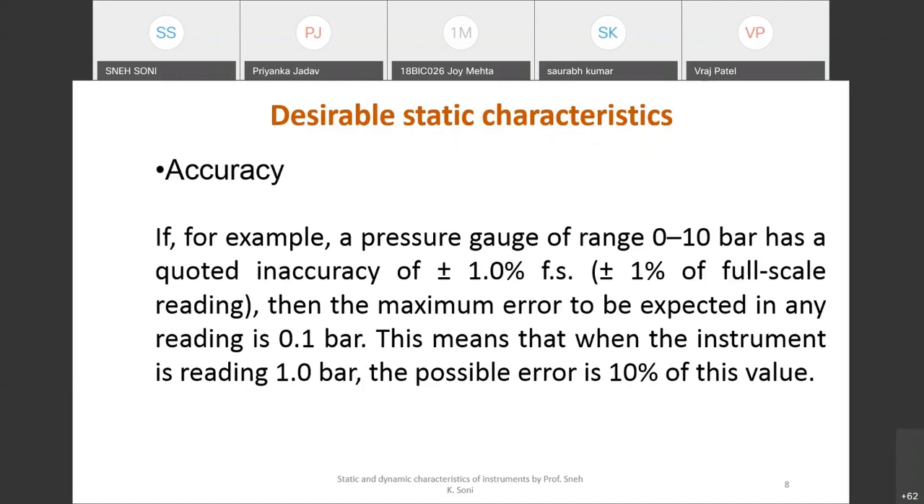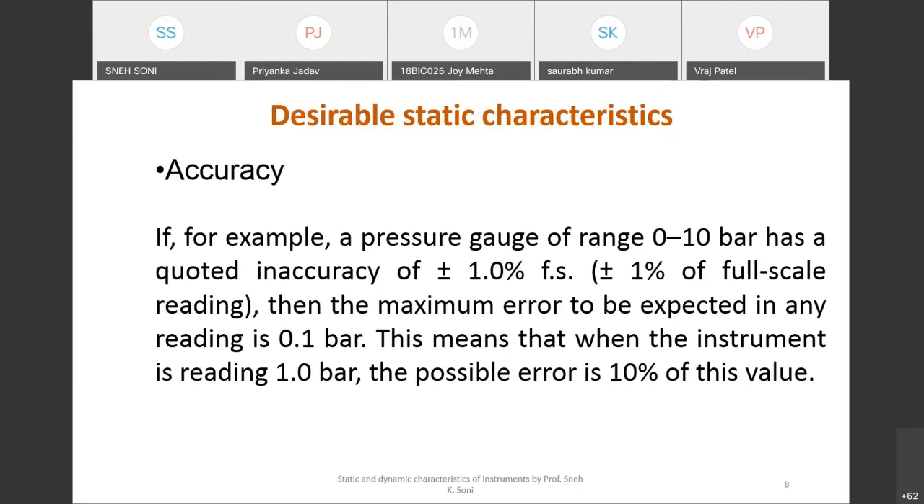Your full scale value is 10, from 0 to 10. If you take the difference, it is 10. So 1% of 10, how much will it be? 0.1. So 0.1 bar will be your inaccuracy. Here in this particular case, I have a range of 0 to 10, and my inaccuracy is plus or minus 1% of full scale. So I can say that my pressure reading may have variation up to 0.1 bar, because 1% of 10 bar will be 0.1.